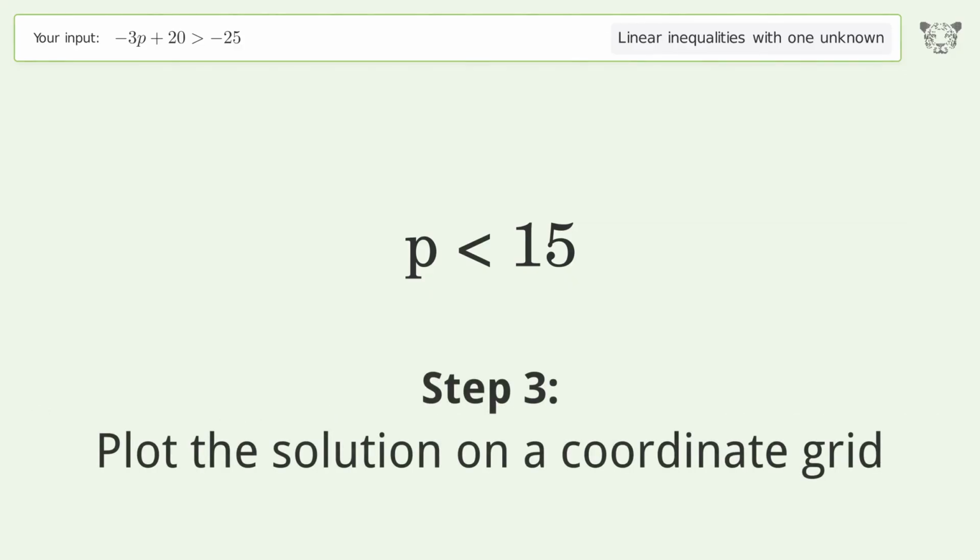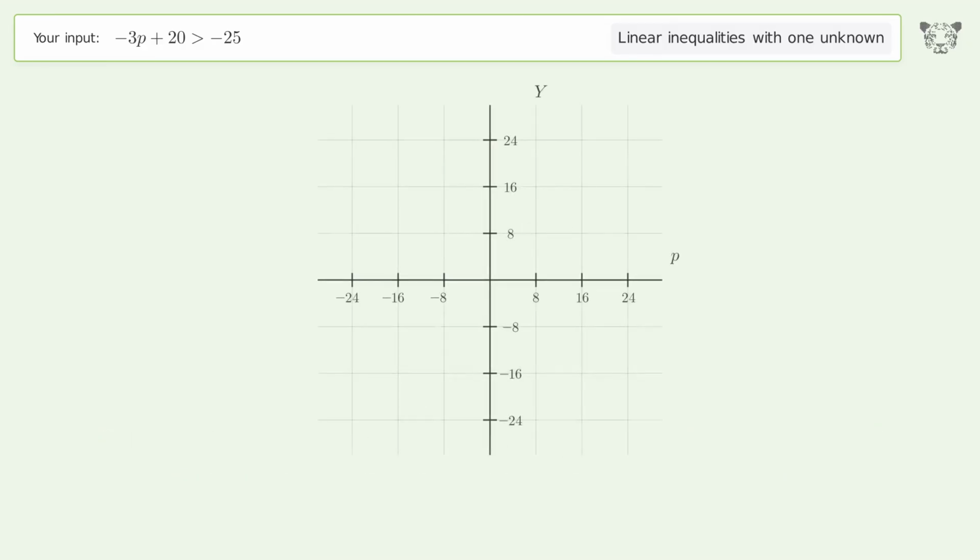Plot the solution on a coordinate grid. And so the final result is p smaller than 15.